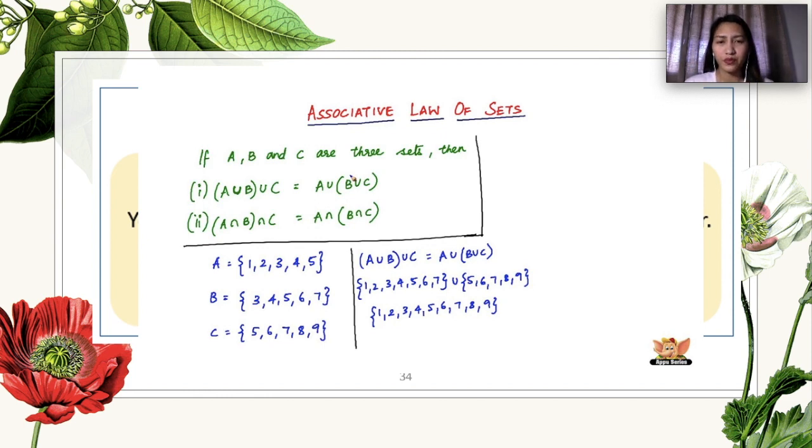So, A union B is 1, 2, 3, 4, 5, 6, 7. Why? Because you have combined these two. For the same numbers, you have combined this or put this as 1. And then, combining it with 5, 6, 7, 8, and 9, then you will get 1, 2, 3, 4, 5, 6, 7, 8, and 9. If you would process it this way, an example would be yun munang B union C. So, ito muna yung gagawin mo. Tapos, tsaka mo siya i-unite kay A. Then, you will get the same results. That's the theory or property of associativity.